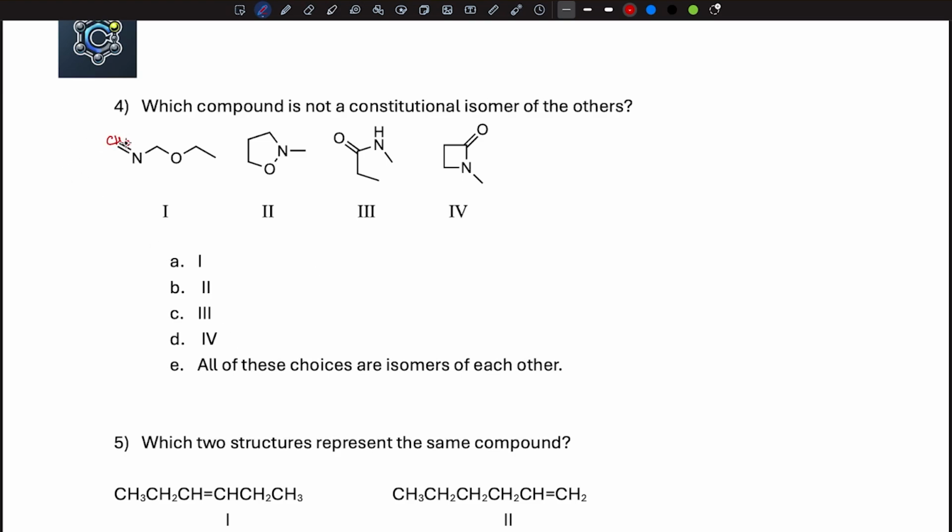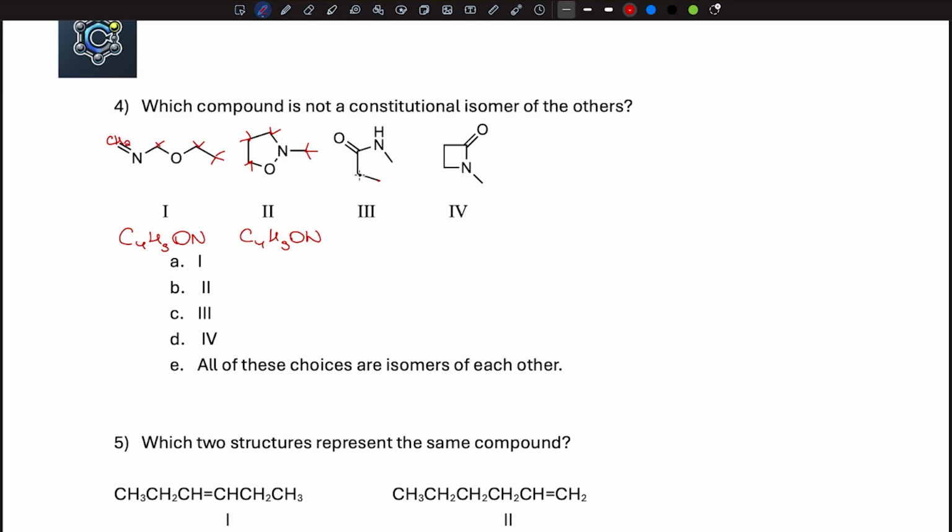This is a CH2 over here. I see 4 carbons, 9 hydrogens, as well as an oxygen and a nitrogen. Now, I know this must look weird. It doesn't matter, right? For our purposes, it doesn't matter how our structure looks. 4 carbons, 9 hydrogens, and then an oxygen and a nitrogen.